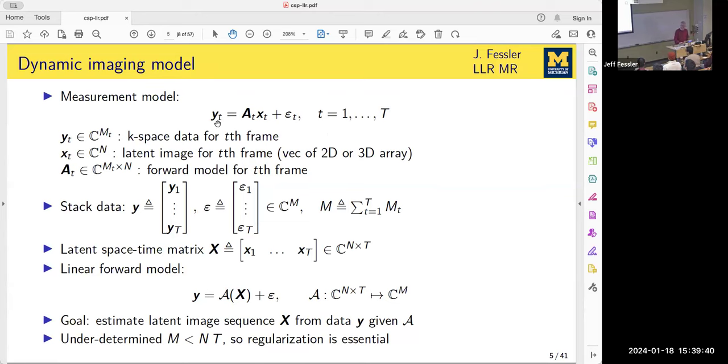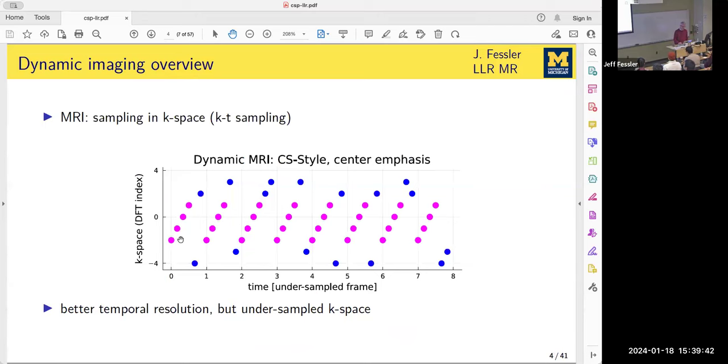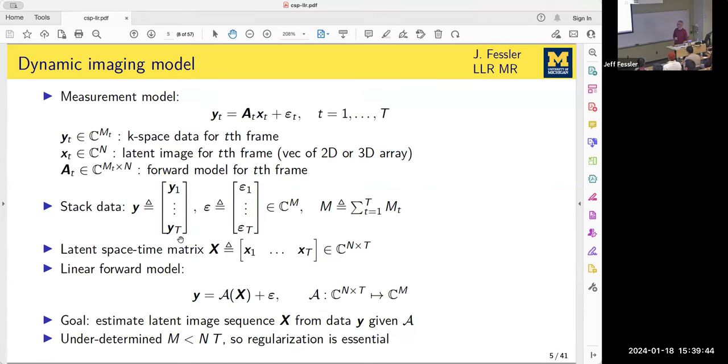So y sub 1 would be this set of six samples here, y sub 2 the next six, and so on. And x sub t denotes the latent image for the t-th frame that we're trying to reconstruct, which is typically 2D or 3D, depending on the kind of imaging we're doing. And basically in MRI, you can say approximately the data is the Fourier transform of the object. So this A sub t is basically samples of the Fourier transform.